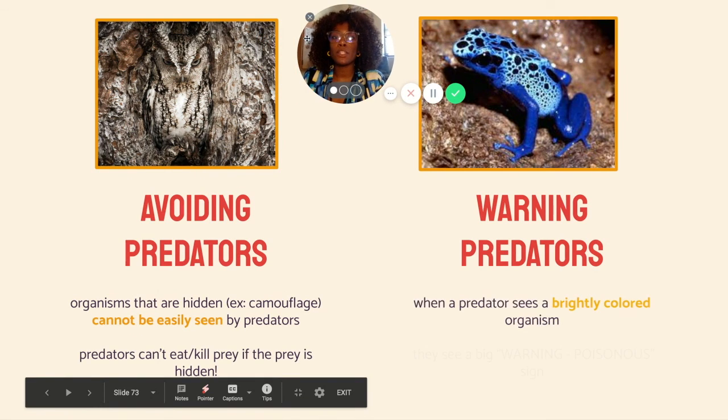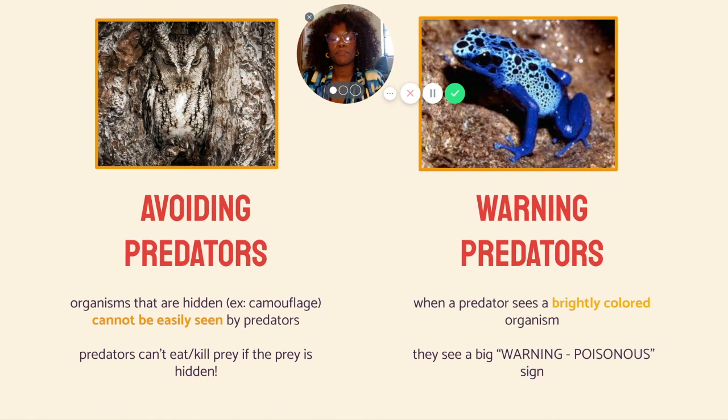Last but not least, the two categories of adaptations that we talked about with their physical appearance. Some organisms will want to avoid predators altogether, while other ones will want to warn predators to stay away. So avoiding predators, an organism that is hidden, for example camouflaged in some way, cannot be easily seen by predators. If it can't be seen, then the predator can't eat or kill it. While certain organisms stick out, they look bright, they have crazy colorings. And when a predator sees that crazy coloring, the predator's like, whoa, that organism has got to be poisonous. So the predator stays away. It's a warning to stay away.